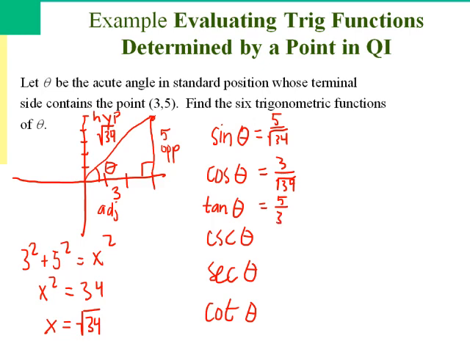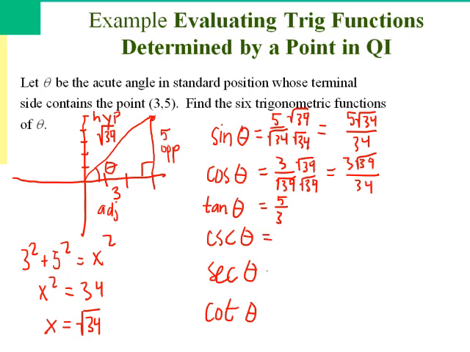One thing we have to remember is to rationalize the denominators if needed. So I multiply by the square root of 34 on both top and bottom, and I get 5 root 34 over 34. Similarly, for cosine, I get 3 root 34 over 34. Okay, and our reciprocal functions.